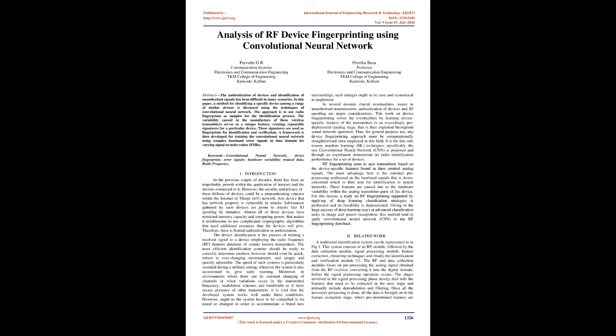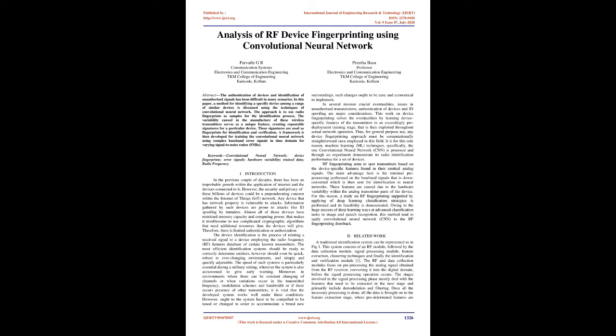RF fingerprinting aims to identify transmitters based on the device-specific features found in their emitted analog signals. The main advantage here is the minimal pre-processing performed on the baseband signals that are downconverted, which are then sent for identification to neural networks. These features are caused due to the hardware variability within the analog transmitter parts of the device. For this reason, a study on RF fingerprinting supported by the application of deep learning classification strategies is performed and its feasibility is demonstrated. Owing to the huge success of deep learning methods at advanced classification tasks in image and speech recognition, this method applies convolutional neural network, CNN, to the RF fingerprinting problem.